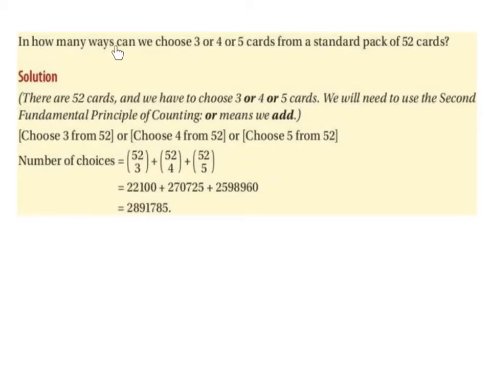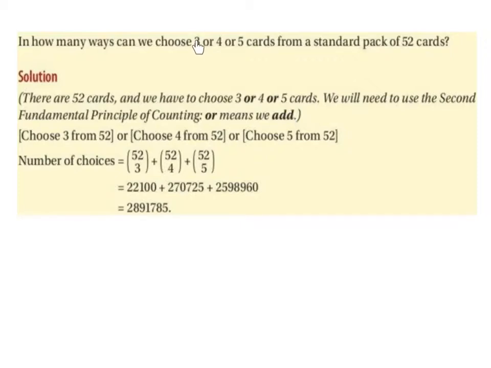In how many ways can we choose 3 or 4 or 5 cards from a standard pack of 52 cards? Well, there are 52 cards and we have to choose 3 or 4 or 5 cards. Remember, in probability, OR means add. We will need to use the second fundamental principle of counting. OR means we add.